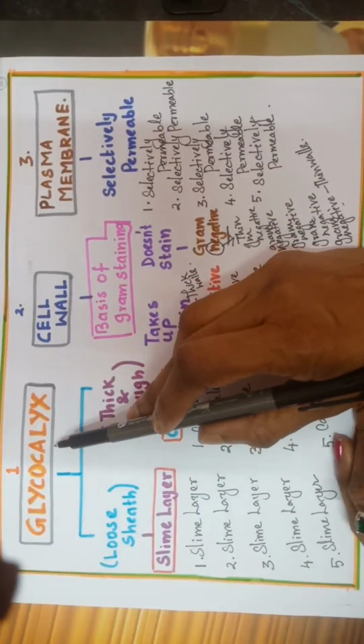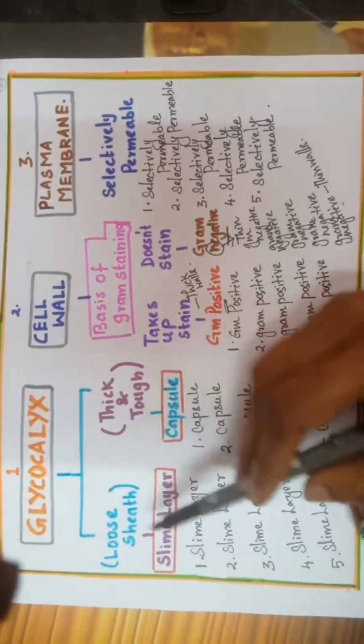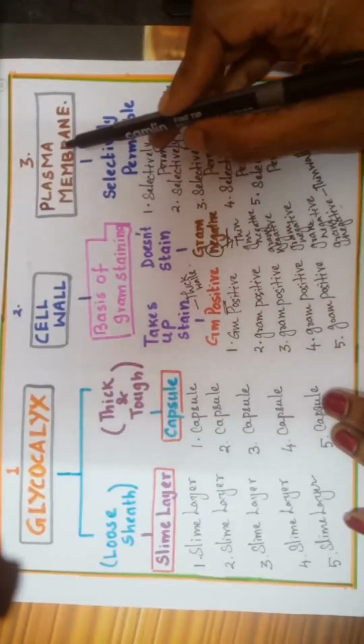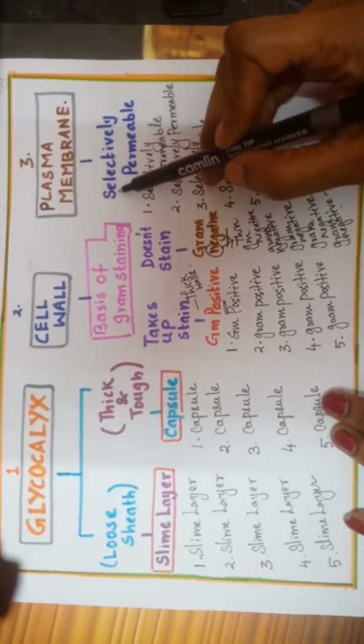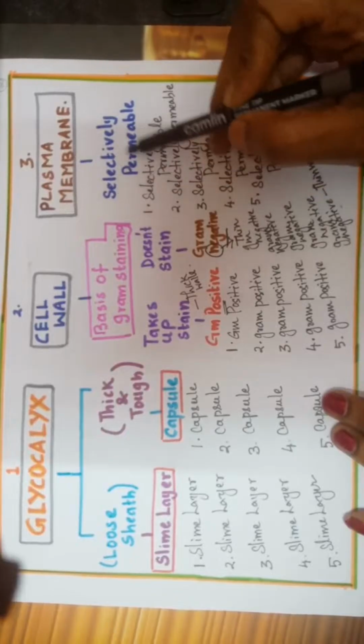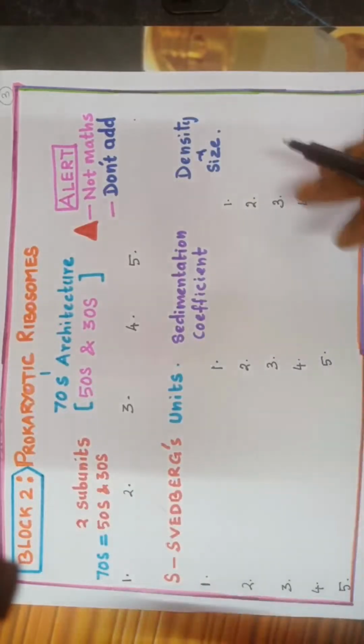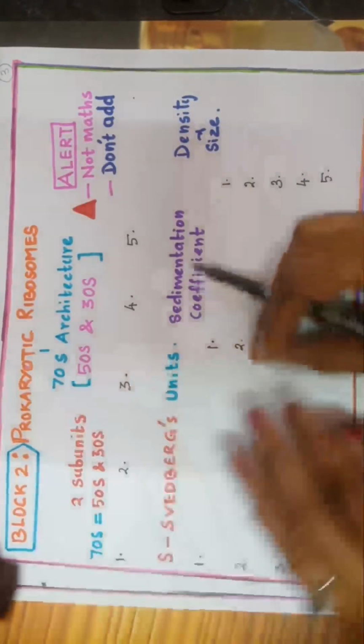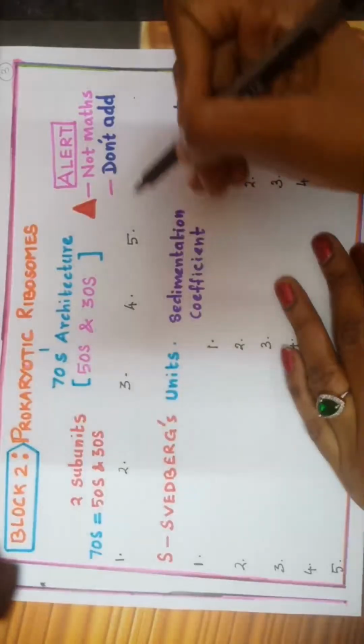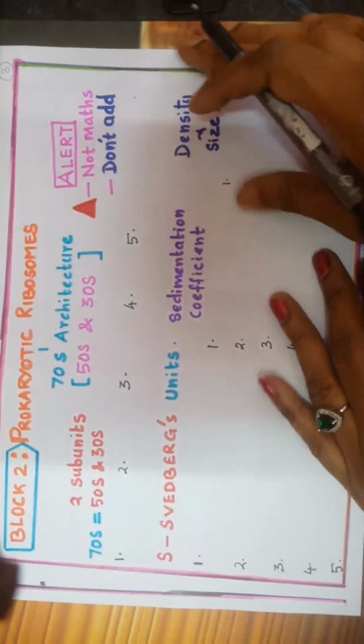First we saw the 3 layers. Now the importance of the 3 layers. The code words are glycocalyx, loose sheath. Next is the plasma membrane. The word selectively permeable. Sorry students, there is some network issue.